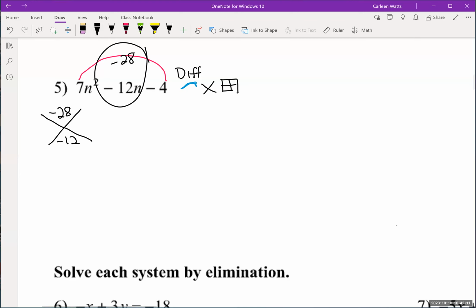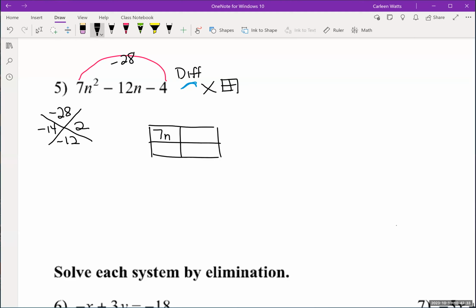Right here are what? Negative 14 and positive 2. Now, if I've made the rainbow, those are not my answers. I have to do the box. So 7n squared and negative 4. I'm done with those. What goes in these two spots of the box?